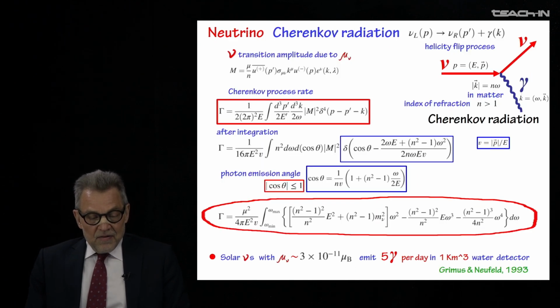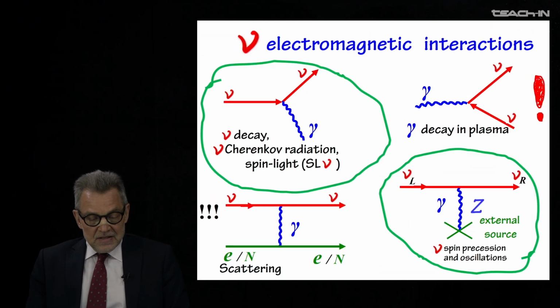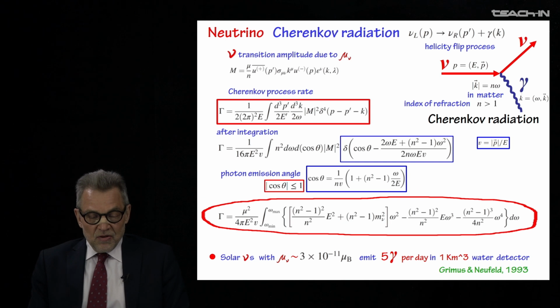I have already mentioned that there is another set of processes with quite a different nature, but that are described with the same diagram. The initial neutrino is converted to a final neutrino with emission of a photon, and now we would like to discuss the Cherenkov radiation. This is a radiation of a particle, of neutrino in our case, in the presence of external matter.